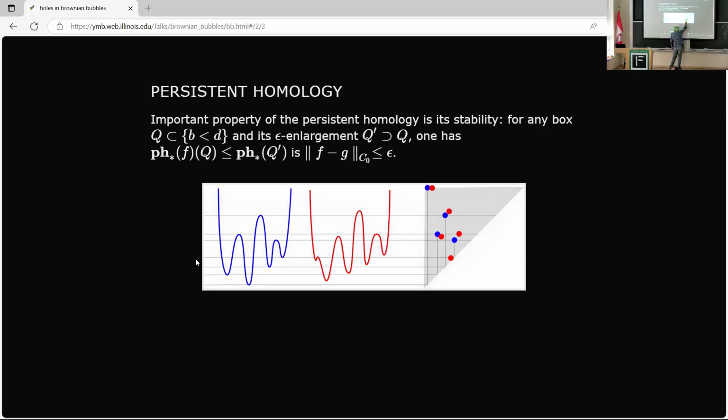You take any rectangle and take a slightly larger rectangle. Then under the perturbation, the content of the larger rectangle is not growing much, and it is not dropping. The content of the larger rectangle is not smaller than the content of the smaller rectangle.